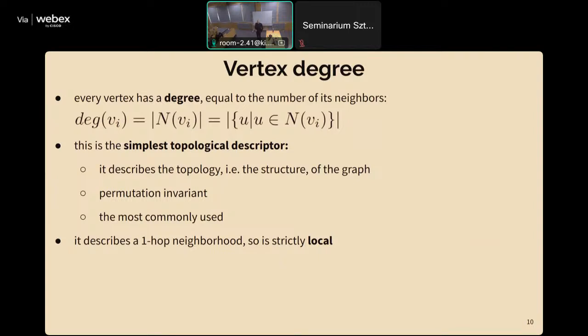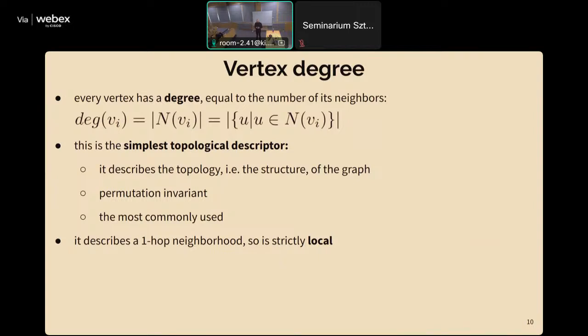So the thing that you came here for, right? Topological descriptors. So degree describes the graph topology, so its structure. Structure and topology of the graph are the same. Degree is, of course, very limited because it only describes the one hop neighborhood, so it's very, very local. But indeed, it describes this local structure.